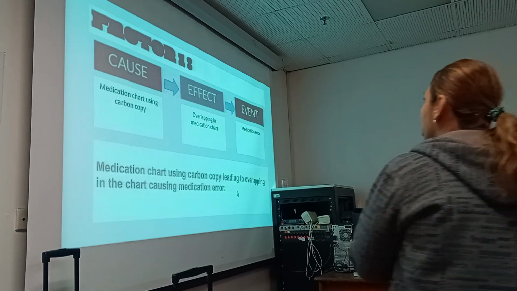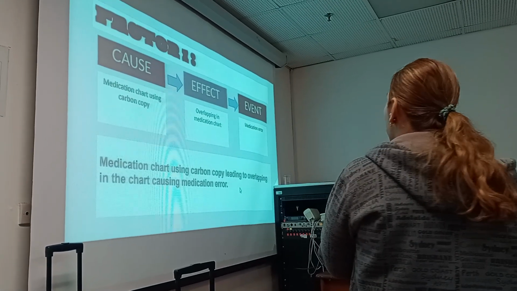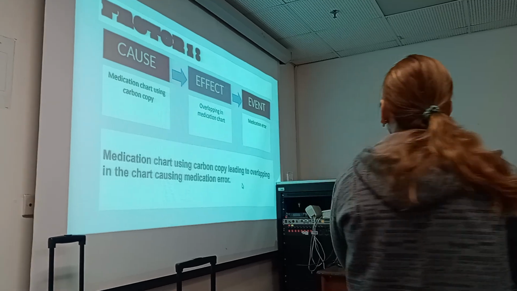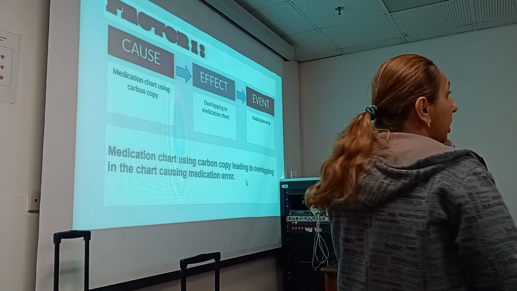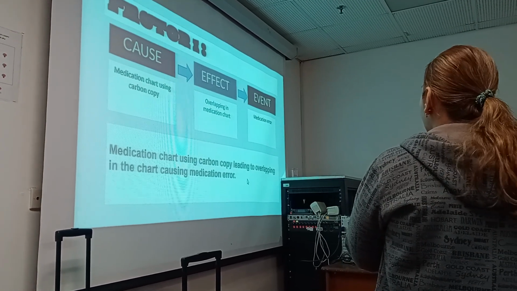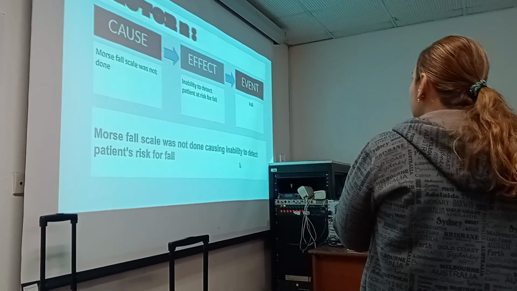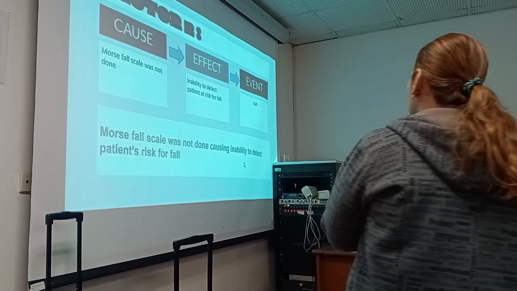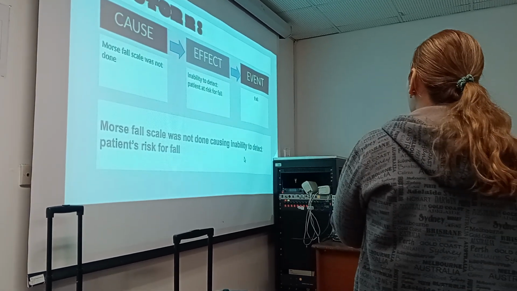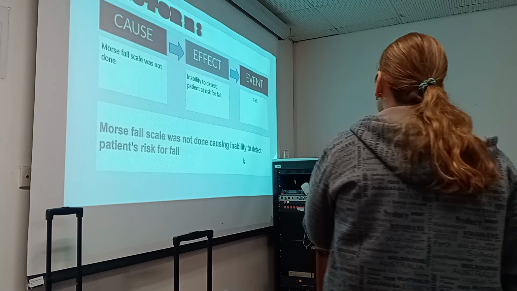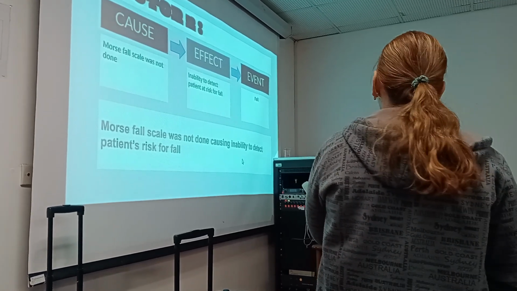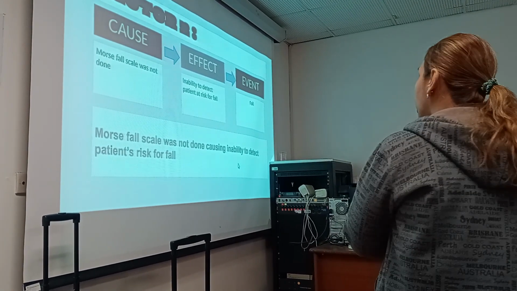So, 5 rules of causation. One is medication chart using carbon copy, leading to overlapping in the medication chart, and then causing medication error. Second, the Morse Fall Scale was not done, causing inability to detect the patient's risk for fall, leading to fall in this patient.